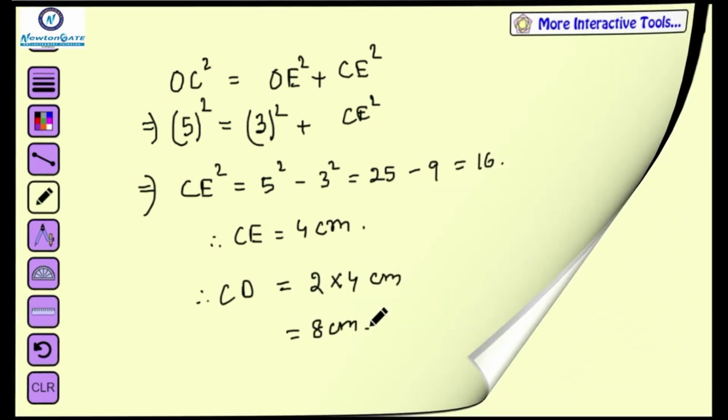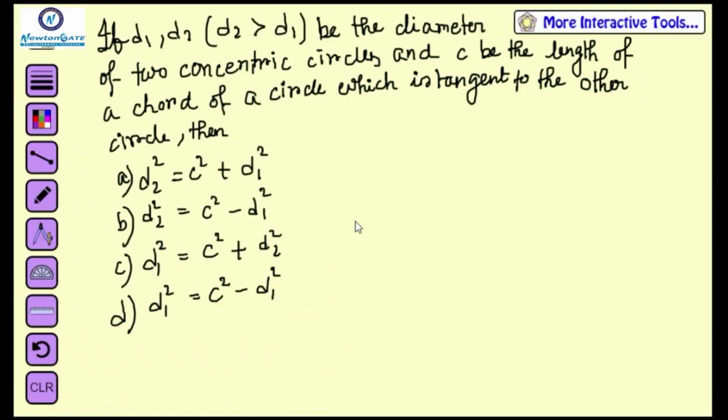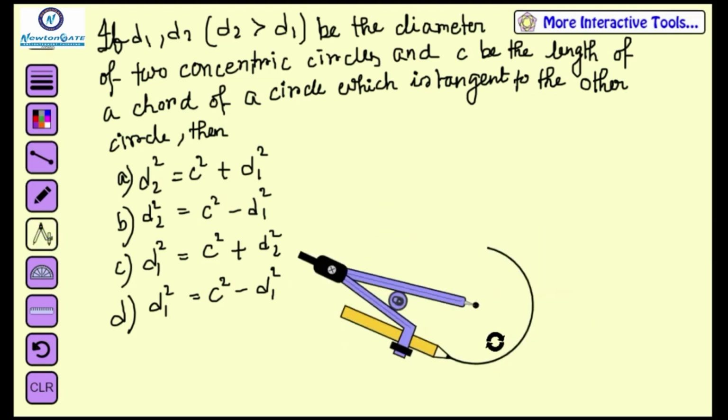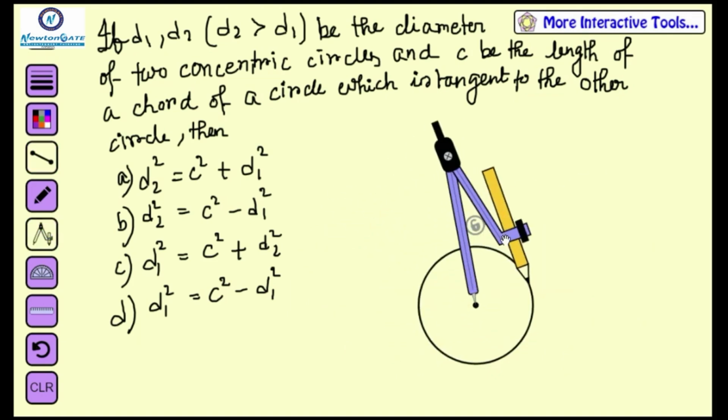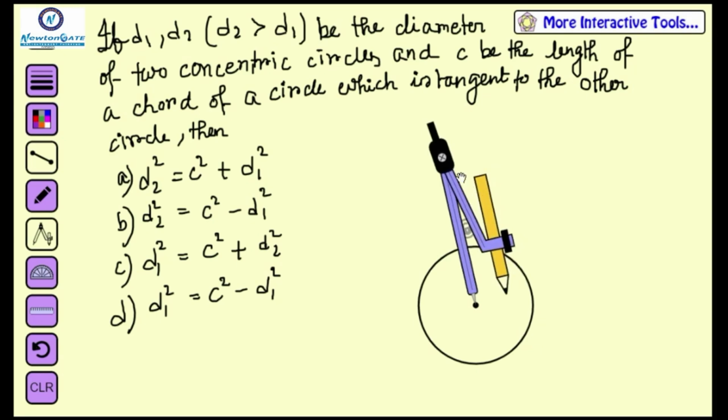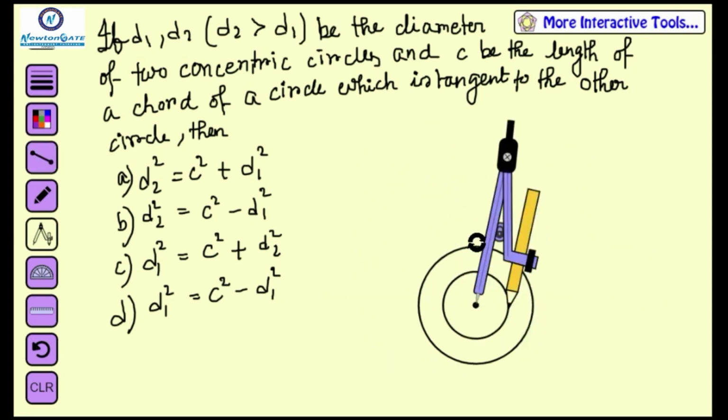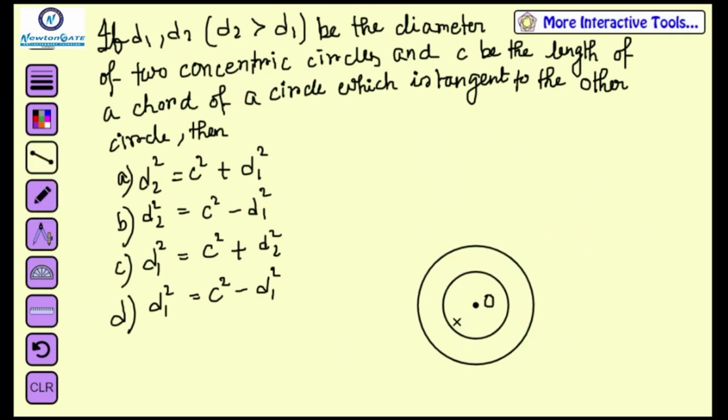Now we move to the next question. In this question, which option is correct? At first, we draw the figure according to the given problem. Let's draw two concentric circles like that. Here, O is the center. Now we draw a chord. Here, it is the chord of the bigger circle and tangent of the smaller circle. In the chord, mark the points A and B. The point of contact is known as C. Now we join the points O and C.